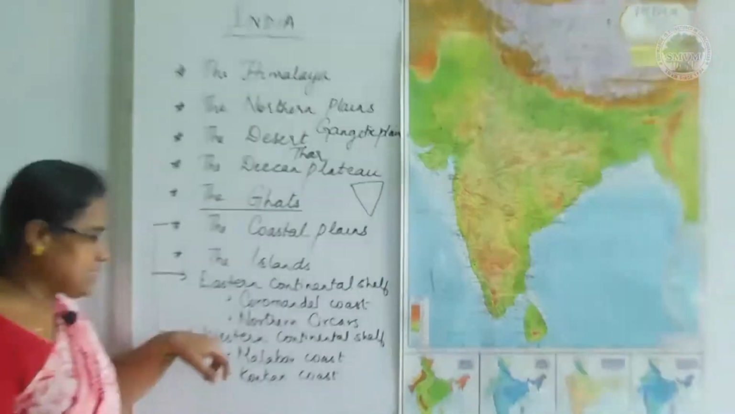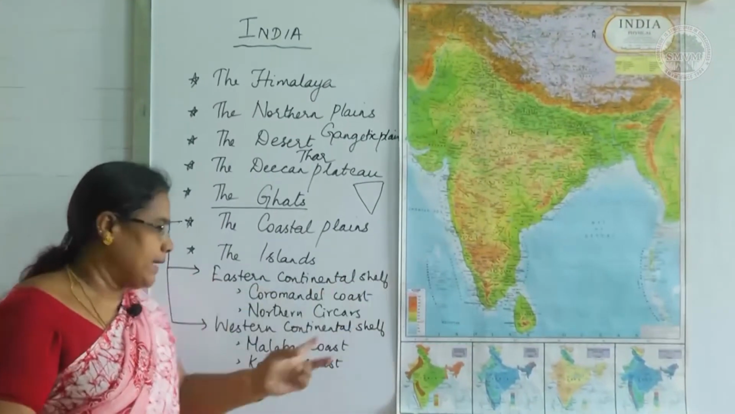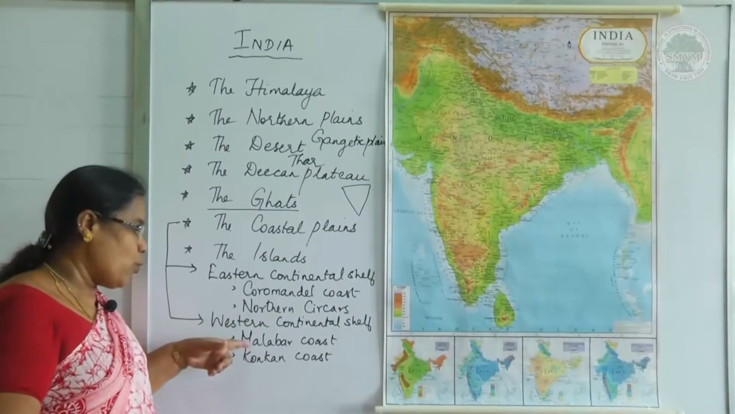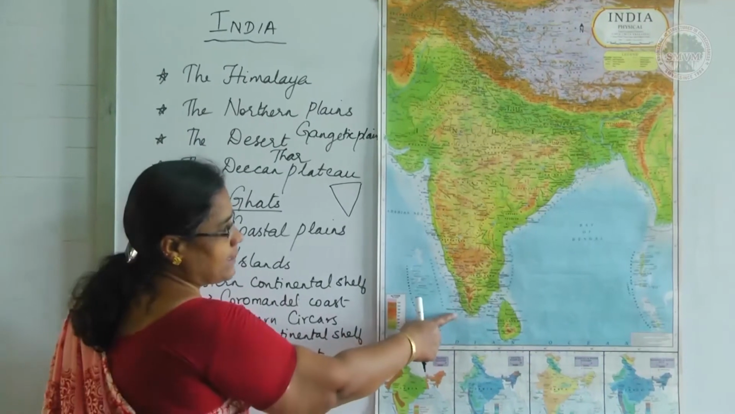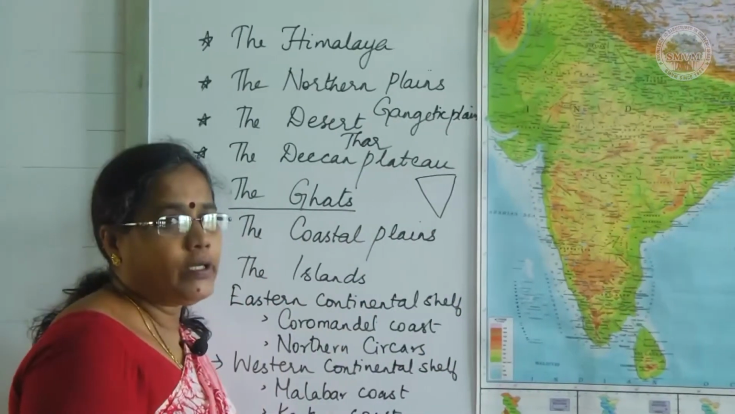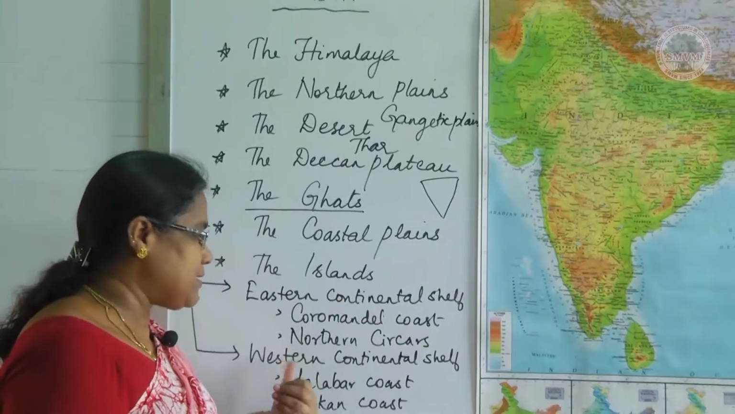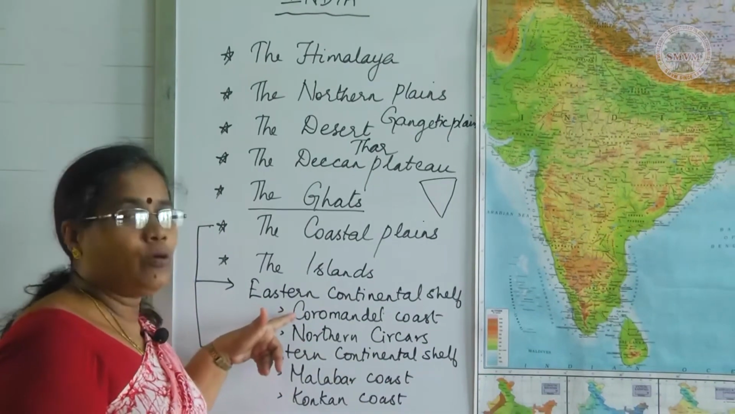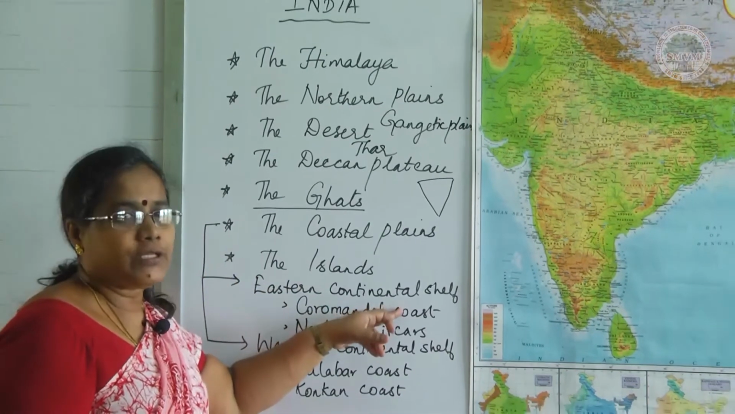Next, the Western Continental Shelf, which lies along the Arabian Sea. It has been divided into two parts: the Malabar Coast and the Konkan Coast. This area is what we call the Malabar Coast and this extension is called the Konkan Coast. So these two are the divisions of the Western Continental Shelf. Coromandel Coast and Northern Circars are the divisions of the Eastern Continental Shelf.